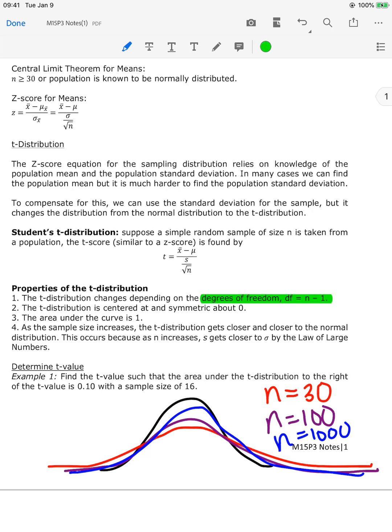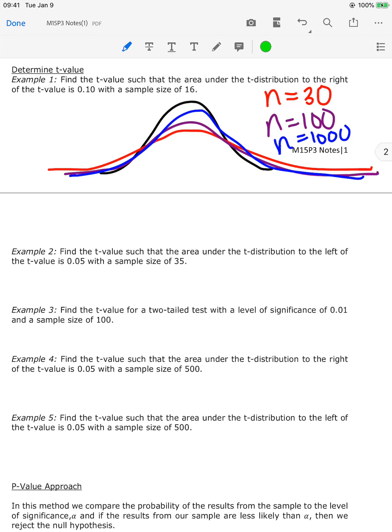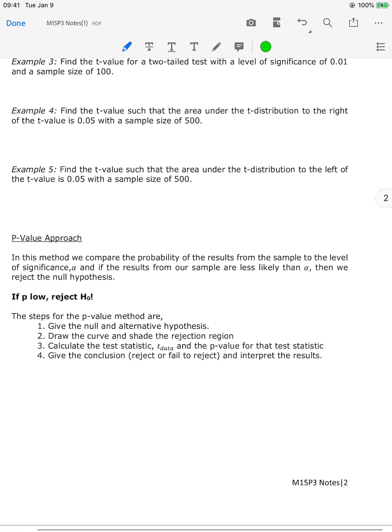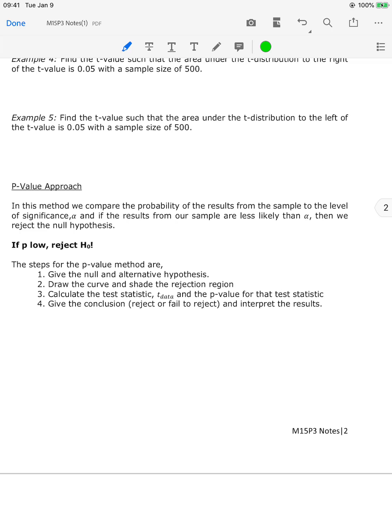All right. Examples 1 through 5 had you practicing how to read a t-distribution table. I am going to put this in Module 14 because we aren't going to need it in this section anymore since we're only doing the p-value approach. So go ahead and skip down to the p-value approach. Just as before, we are comparing the probability of the results from our sample to the level of significance. If the results from our sample are less likely than alpha, if our p-value is lower than alpha, then we reject the null hypothesis.